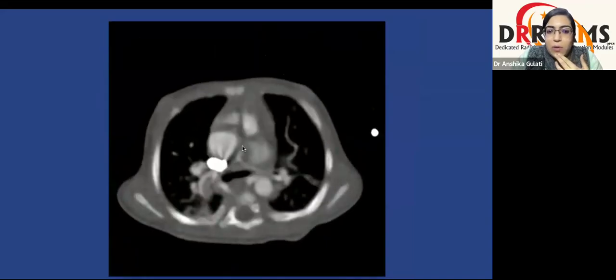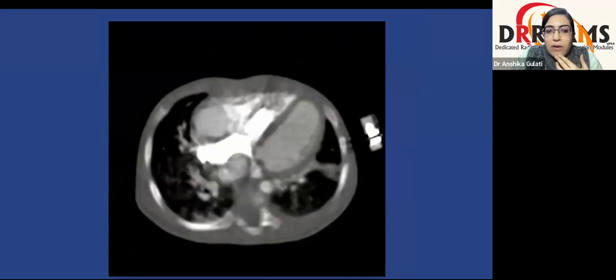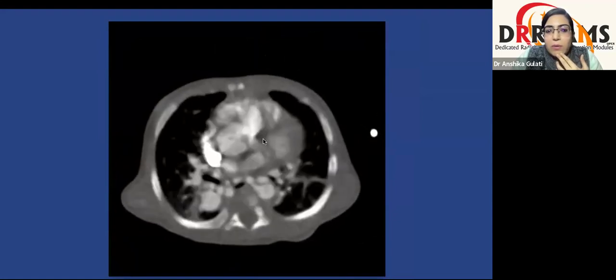Similar findings: tight infundibular stenosis with thread-like pulmonary arteries, RV hypertrophy, and subaortic VSD. This is the subaortic VSD.